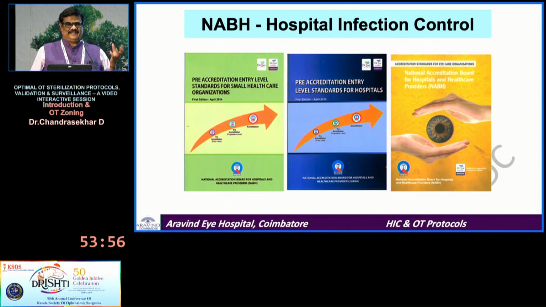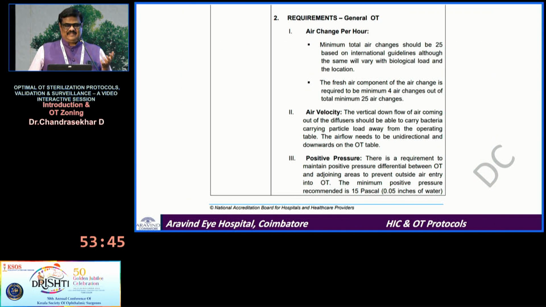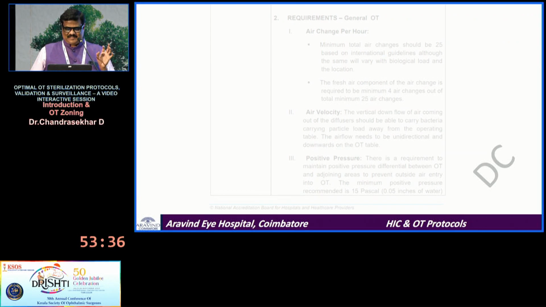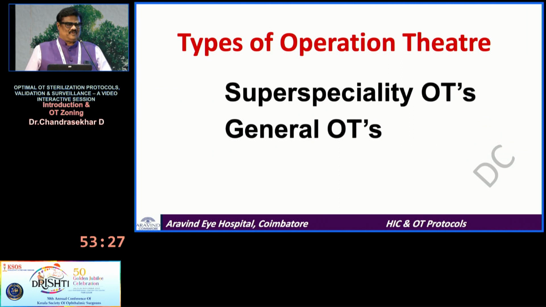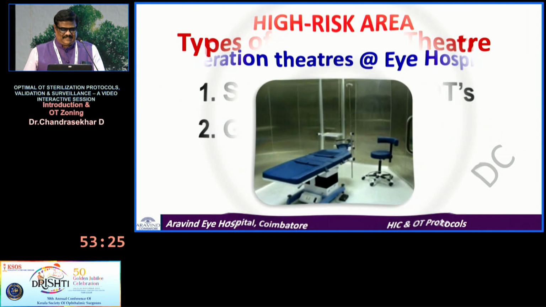Now, if you look at it, the NABH gives some guidelines, and there are standard guidelines for the operation theatre. It should be on the top floor where there is minimal traffic and so on and so forth. There is something called a super specialty OT and a general OT. General OT is where the IOTs come. It is not like a super specialty OT. So there are three types, starting with the single theatre. Many of us will have twin theatre suites, and OT complexes with many OTs exist except in very big hospitals. So we come under general OT.